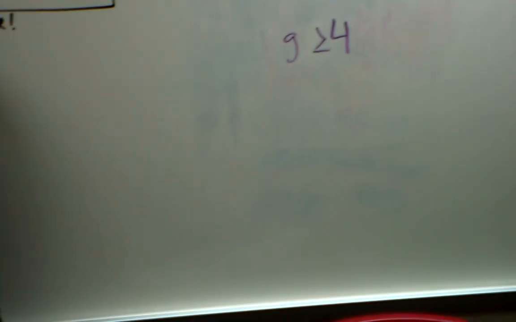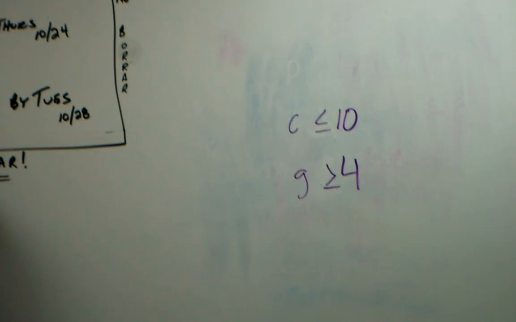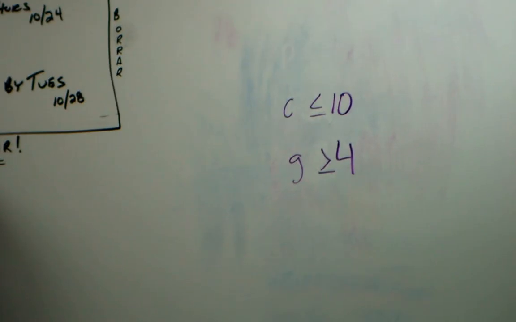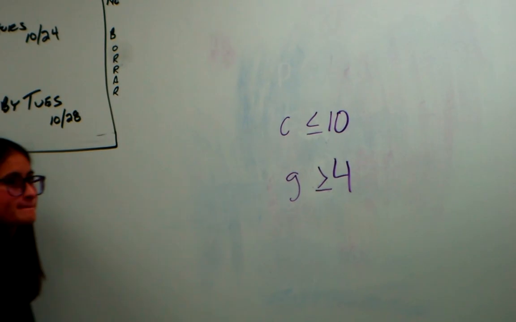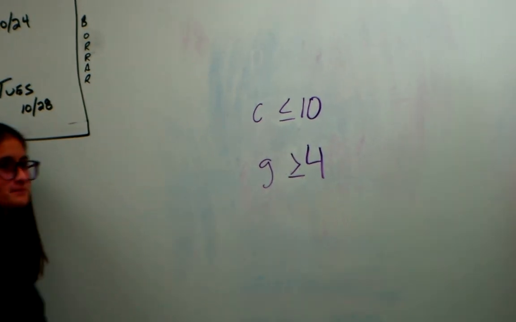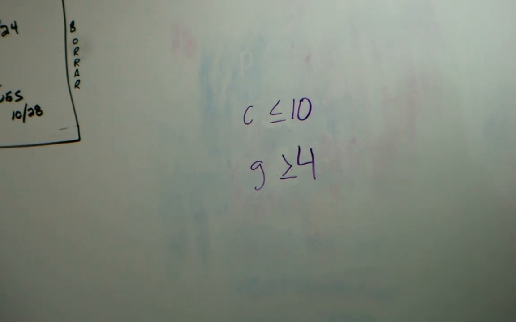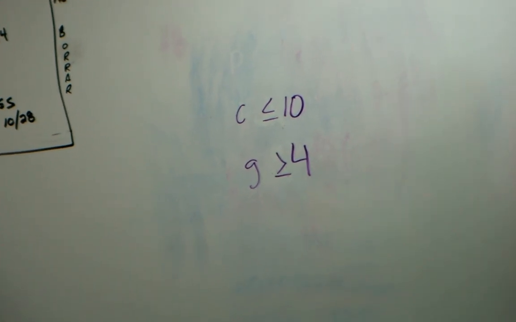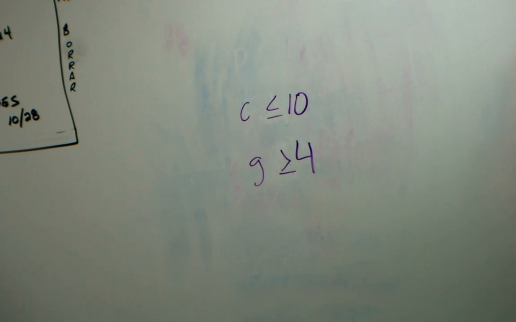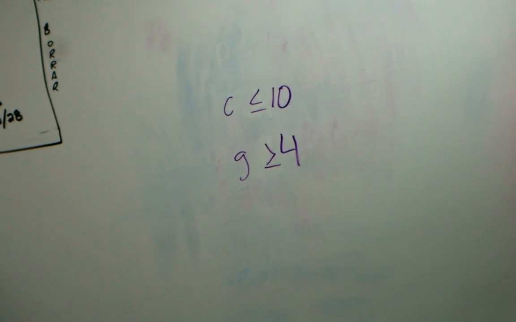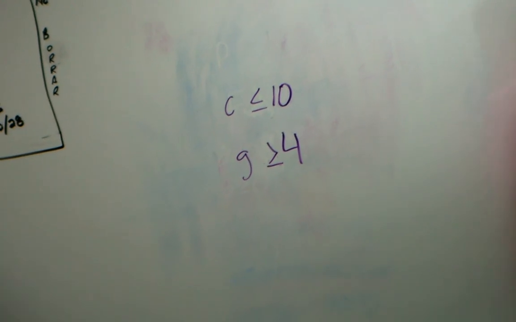Okay, where are we at here? Yeah, thank you. There we go. So far, it says that C has to be less than or equal to 10, and G has to be greater than or equal to 4. Those are our two constraints so far. Okay? Nice job. While we're here, also write two inequalities that say that they can't be negative. Okay, go for it. Add two inequalities that say that C can't be negative and G can't be negative.